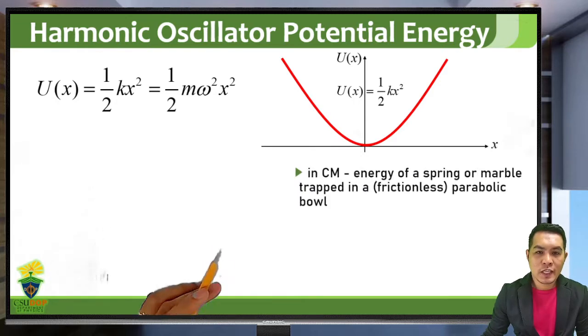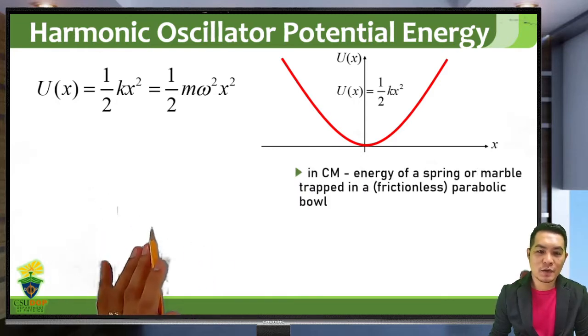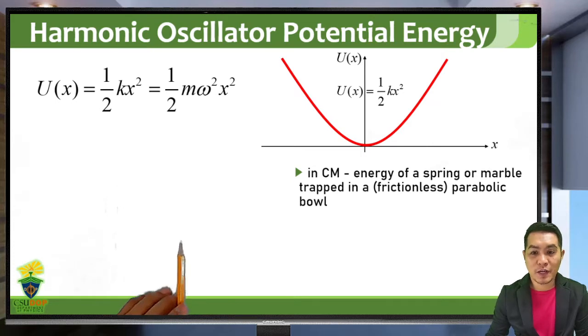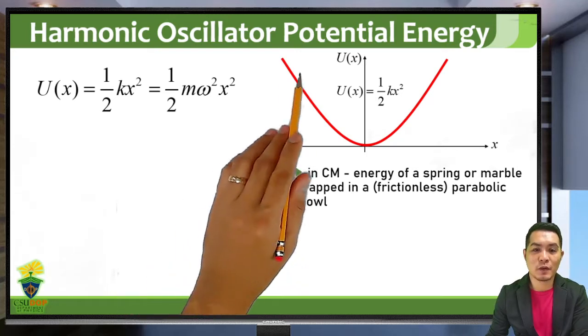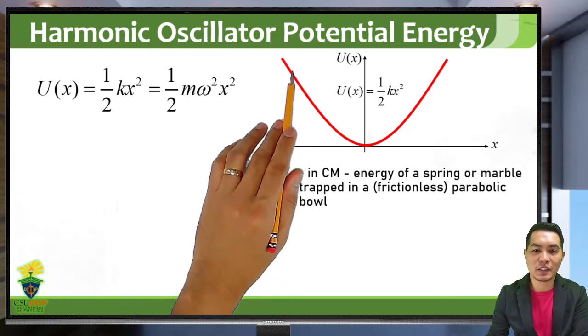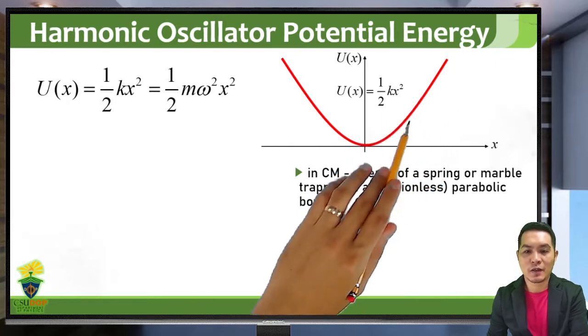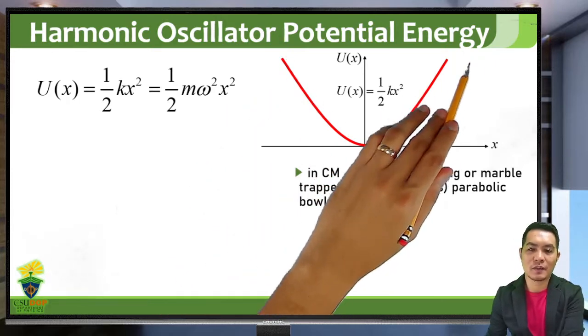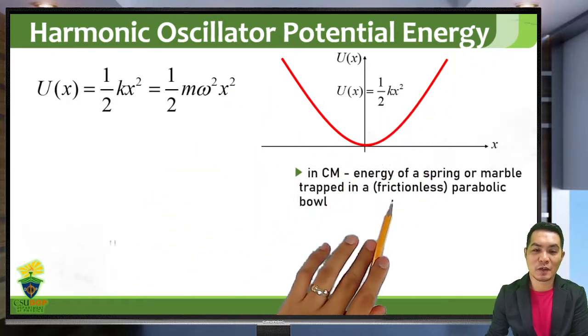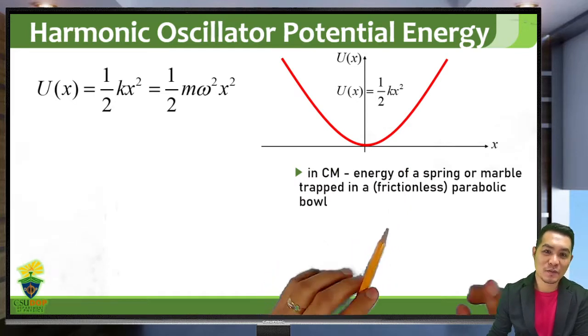In classical mechanics, this corresponds to the potential energy of a spring, or a marble trapped in a frictionless parabolic bowl. So in classical mechanics, you have a particle here moving up and down, up and down, endlessly, since we are considering a frictionless surface.